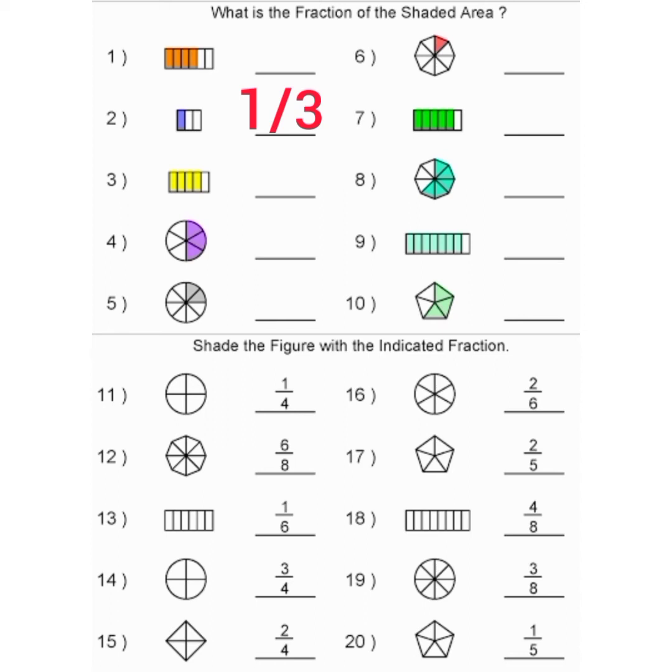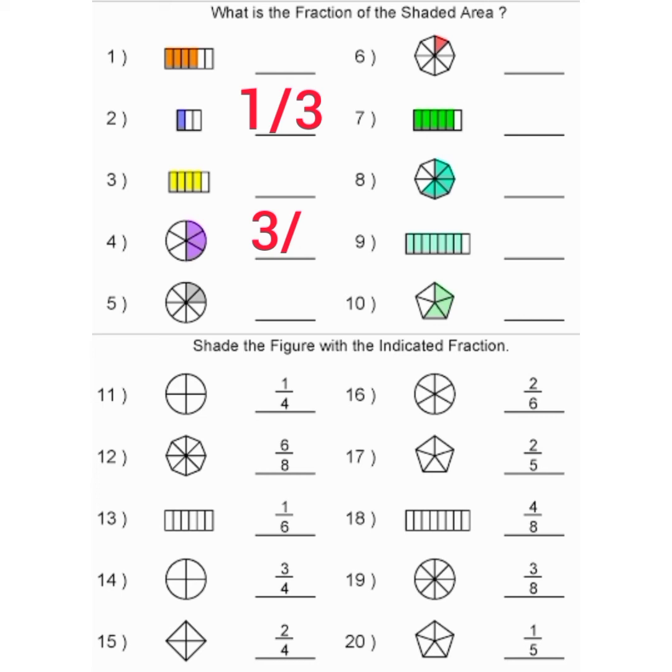Let's take a look at number 4. For number 4, it's basically the same thing. There's 6 parts in this circle here, and we want to know how many are shaded. So if we look at how many are colored in, we can see that there's 3. So that's the numerator that you're going to write at the top of the fraction. You're going to write 3.